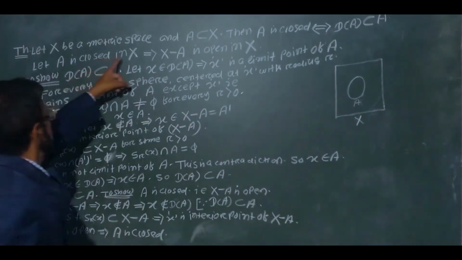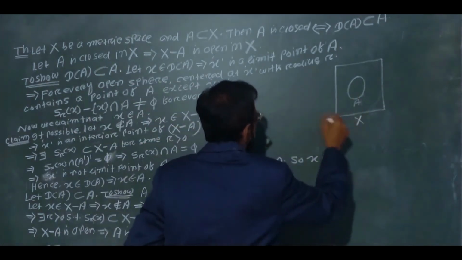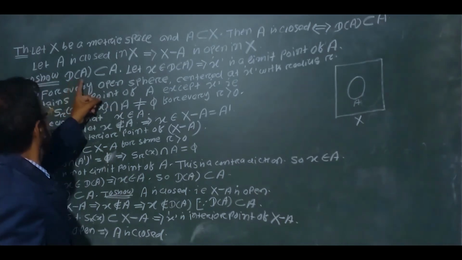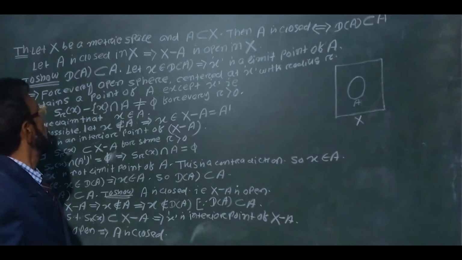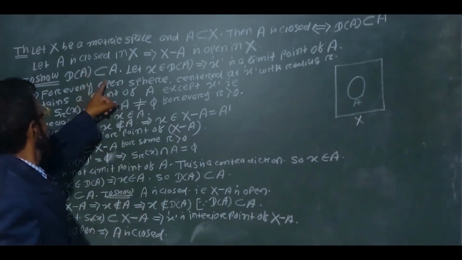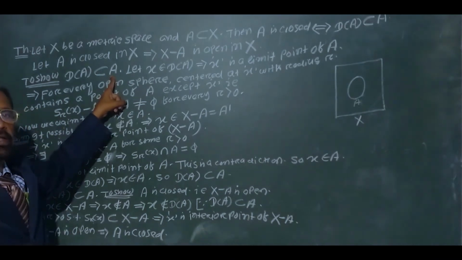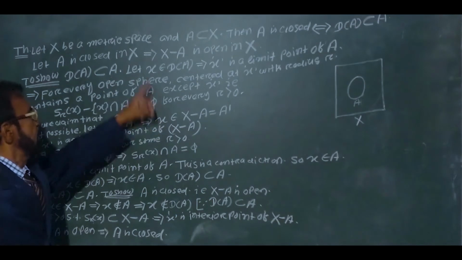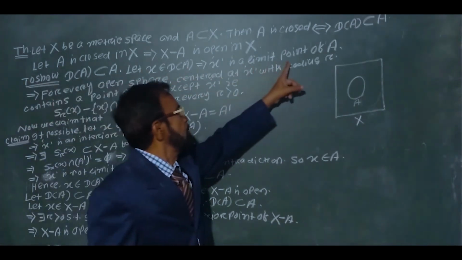Let A be closed in X, where X is a metric space. We have to show that dA is a subset of A. In order to prove dA is a subset of A, it is sufficient to show that every element of dA is an element of A. So we take a point in dA. Let x belong to dA, which implies x is a limit point of A.